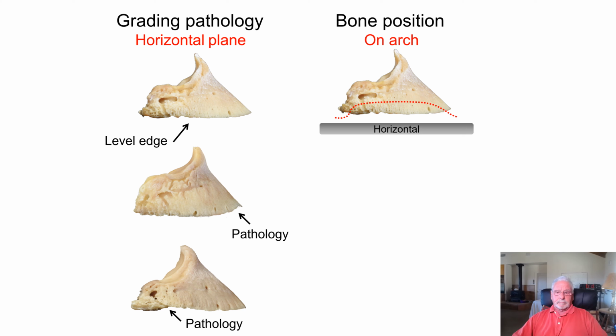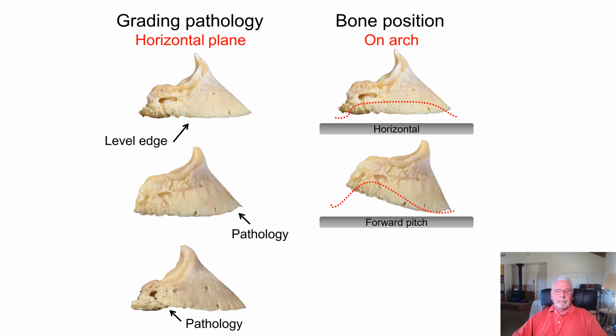Here we have a level platform, but our arch is deep in the rear half of the foot and it's sinking down or dropping down into the toe area. If we were to place a PIII bone on this foot, the PIII bone would be in a forward pitch or a positive palmar angle.